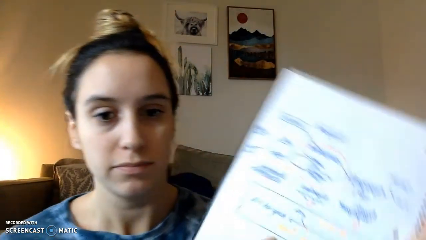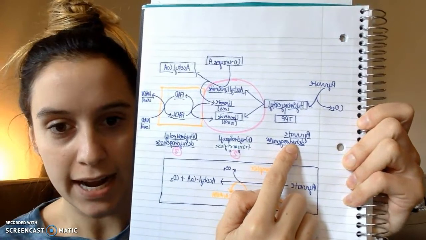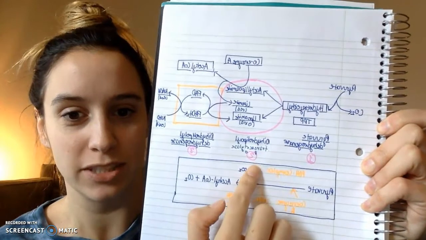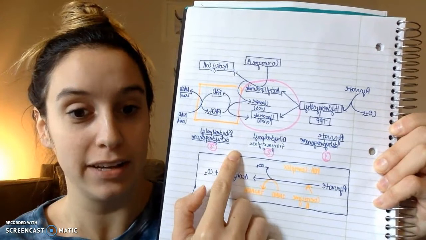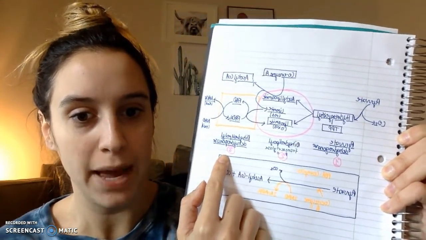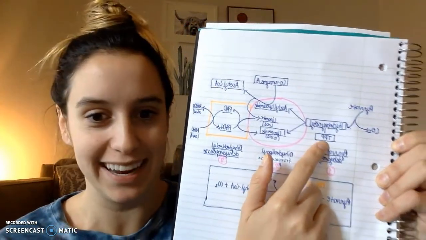And these reactions are catalyzed by a complex of enzymes called the pyruvate dehydrogenase complex, which consists of pyruvate dehydrogenase right here, dihydrolipoyl transacetylase, which is right here, and then dihydrolipoyl dehydrogenase here. Thiamine pyrophosphate is also included here. Sorry if I'm butchering these names, I'm doing the best I can.